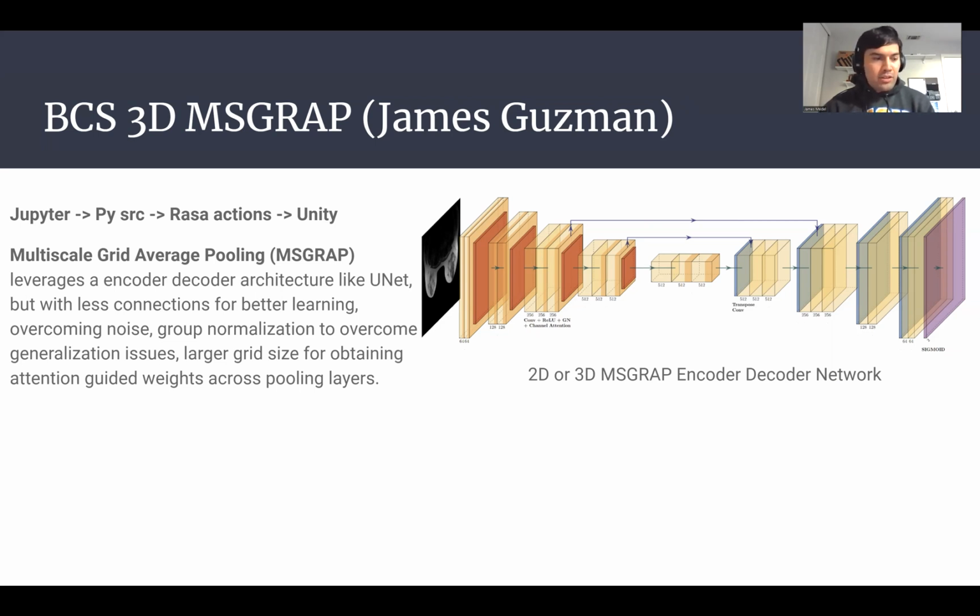And then the other part is group normalization is used instead of batch normalization to overcome generalization issues typically found with deeper neural network architectures, and especially in 3D imaging too. And then a larger grid size is used for obtaining attention-guided weights across the different pooling layers. Now we'll jump into the demo.